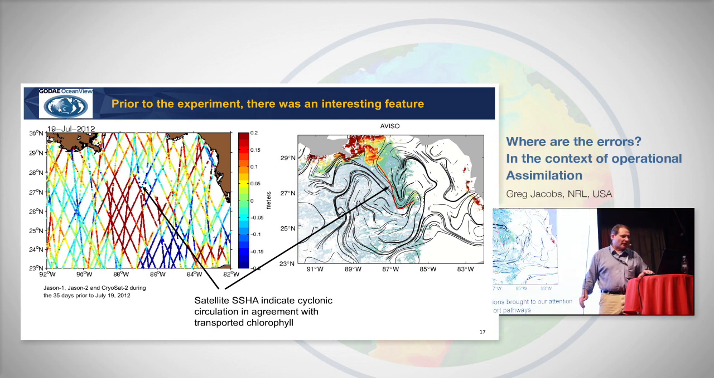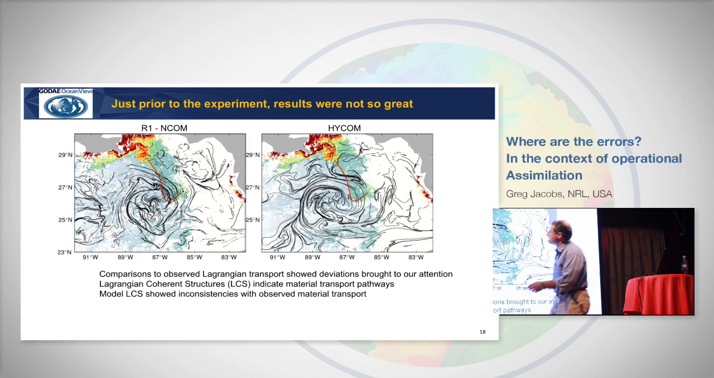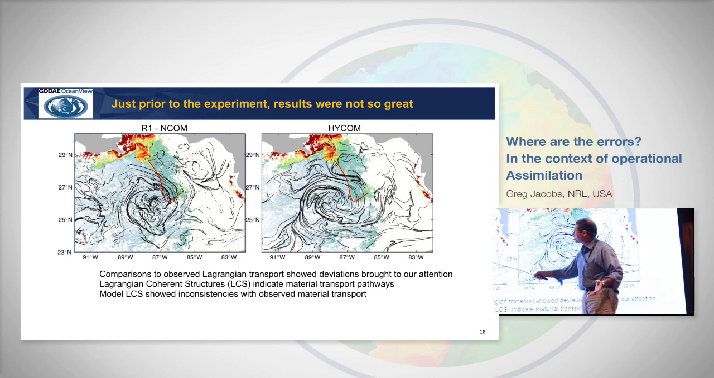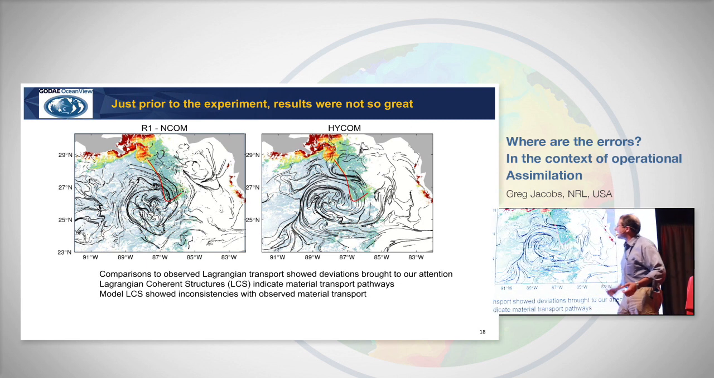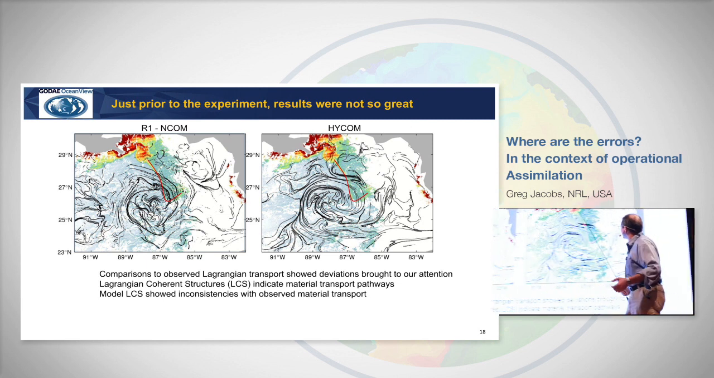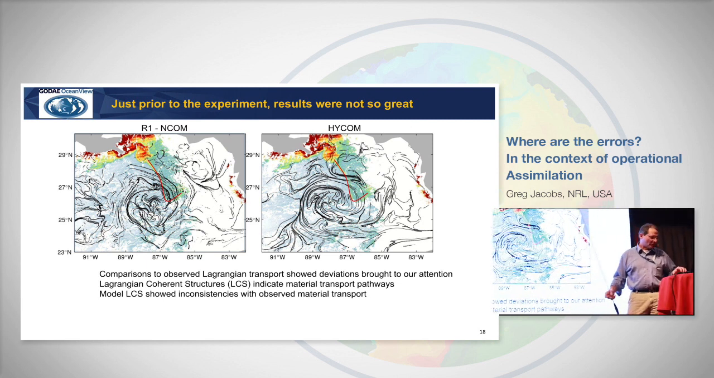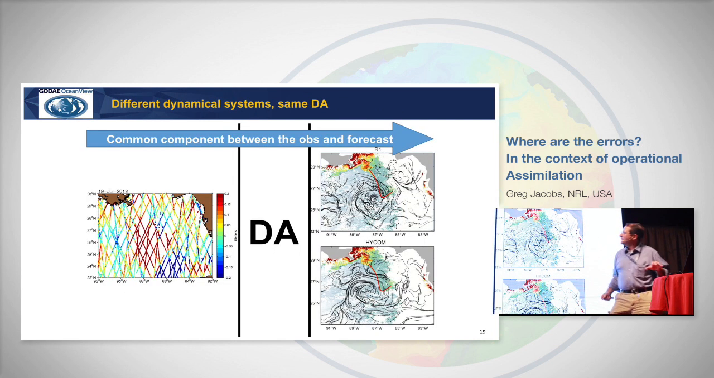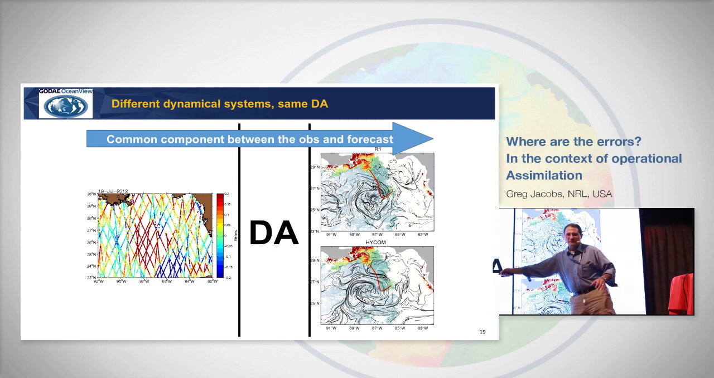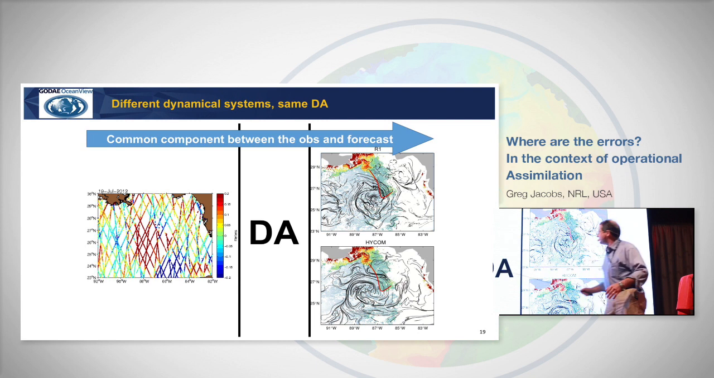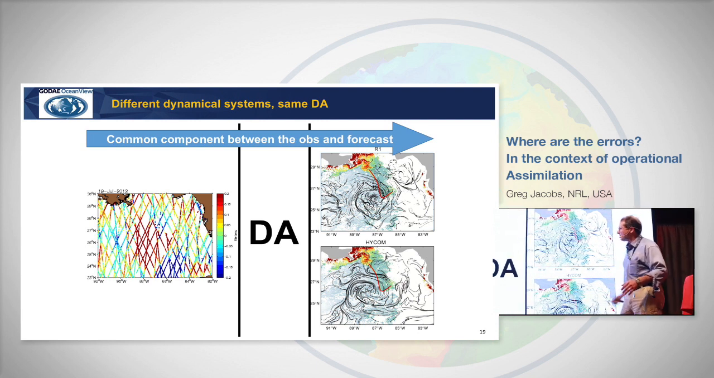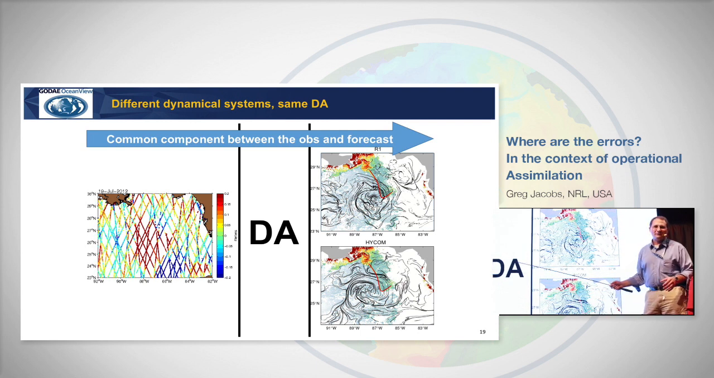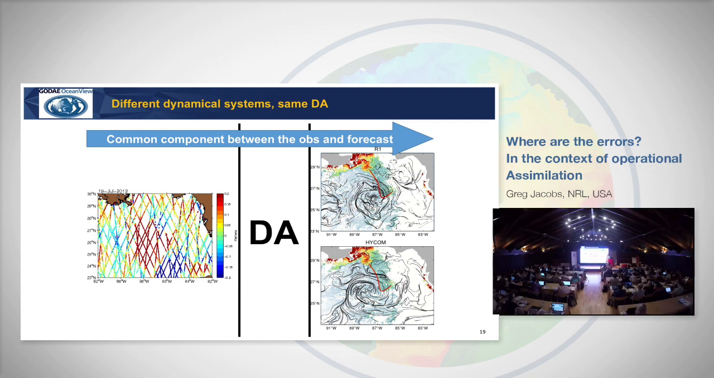The problem was that when we looked at the model results at that time, Javier computed the LCSs from this Navy coastal ocean model and from HYCOM, and they were both just completely deficient in representing that feature. So here was the data. The data contains that feature. Here's data assimilation. Here's two different dynamical models that both use the same data and the same data assimilation that produced the wrong result. So where's the problem?